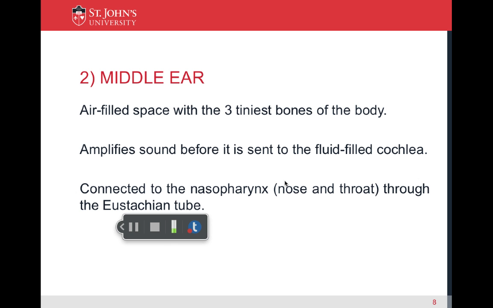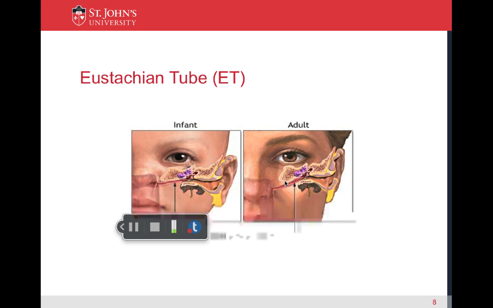Now your middle ear is aerated by your Eustachian tube, which is connected to your nasopharynx. And that's why you see an ear, nose, and throat doctor, because your ear, your nose, and your throat are all connected. So over here we have the Eustachian tube of an adult on a vertical angle, and the Eustachian tube of an infant is on a more horizontal angle. So you have your outer ear, which collects sounds and funnels it to the middle ear, an air-filled space which amplifies the sound before the sound is sent to the cochlea.